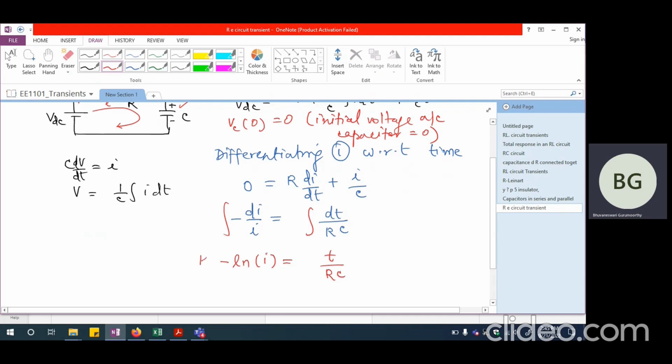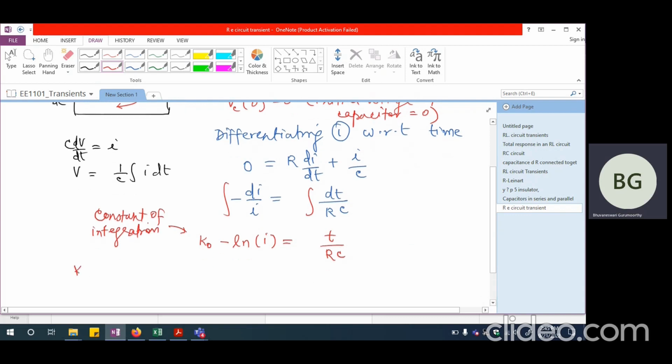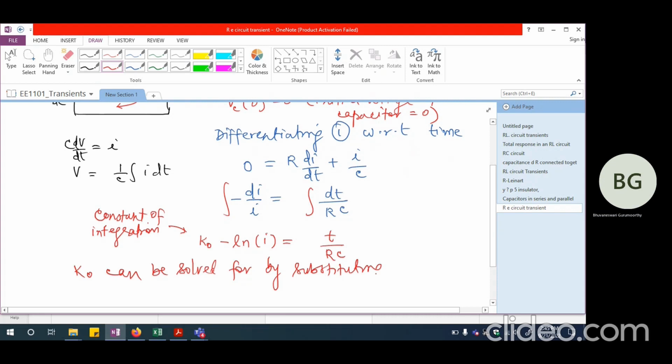Of course, I have to have a constant here, some K naught. A constant has to be there. This is going to be the constant of integration. So K naught can be solved for by substituting the initial condition.